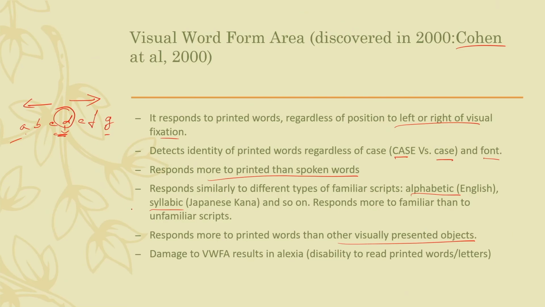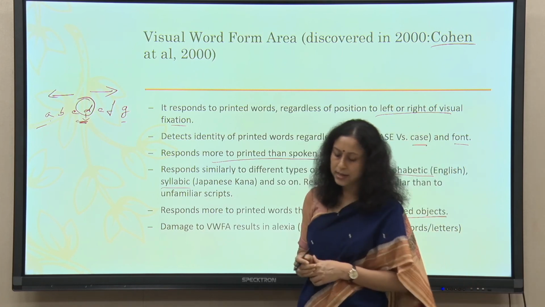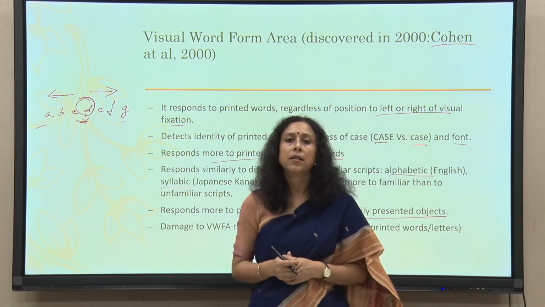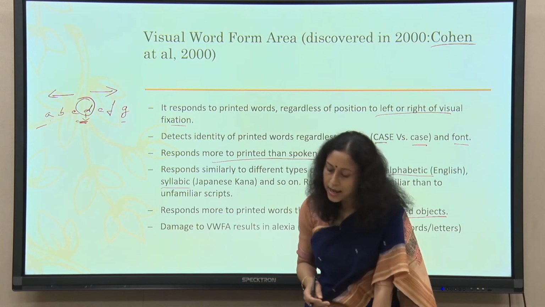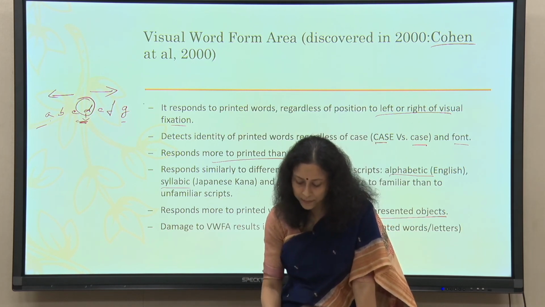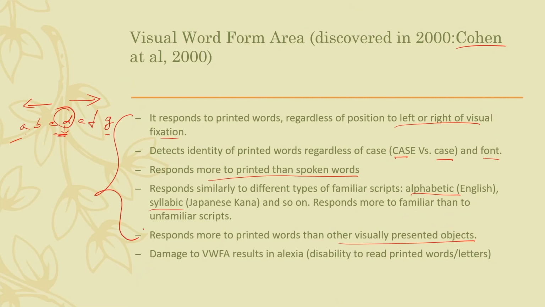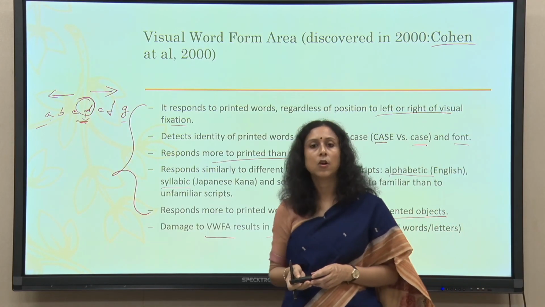So, these are some of the functions, but there are many other functions also. In fact, there is a lot of empirical evidence, a lot of work that is still going on to find out what the different functions of this area are, but these are primarily the most important ones. As a result, if this particular area gets damaged, there will be a disorder called alexia. Alexia basically is the disability to read printed words or letters.